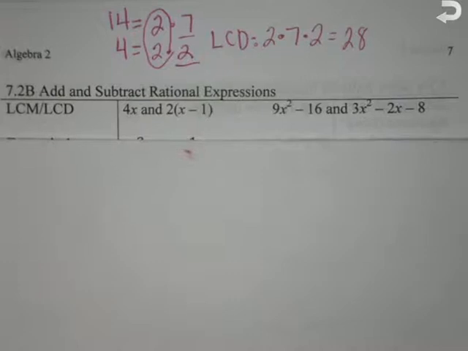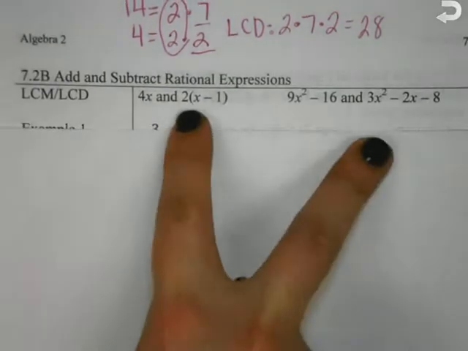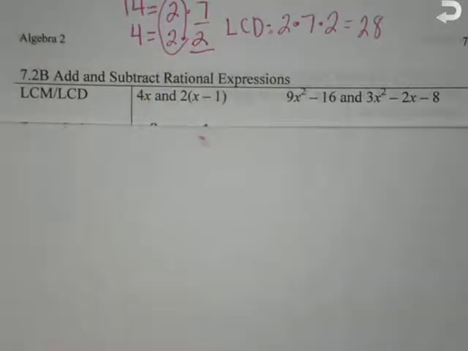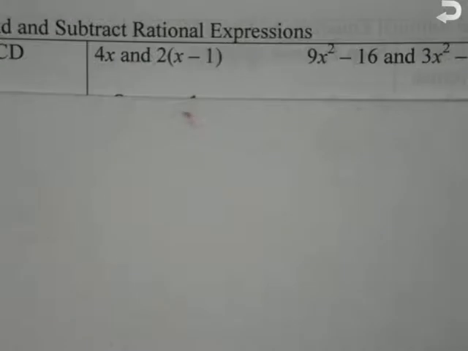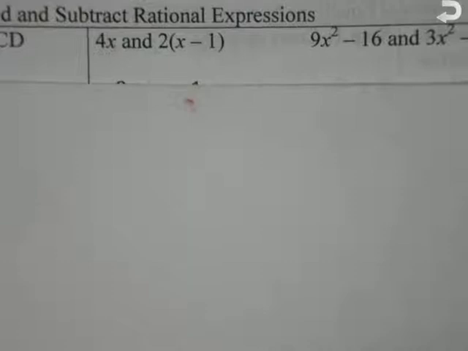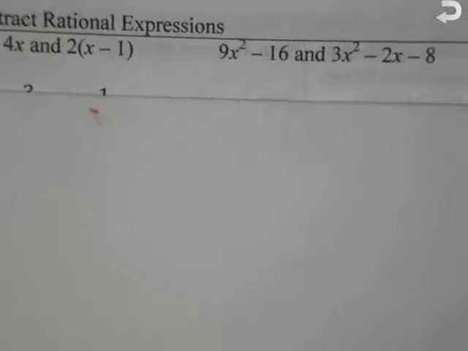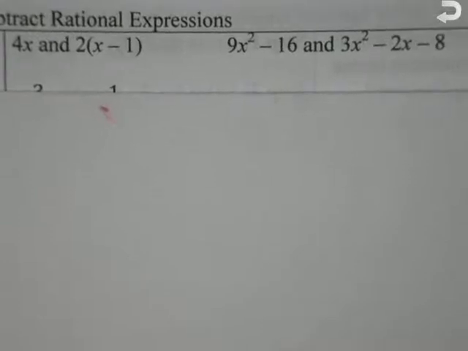So let's apply it to a couple of expressions. We're going to do this with just expressions now. Same idea though. First we're going to work with 4x and 2 times x minus 1. I'm going to zoom in because I did not give myself a lot of room to work with here. What's the other one? It's 3x squared minus 2x minus 8. There are our 2 expressions. We're going to work with these first.